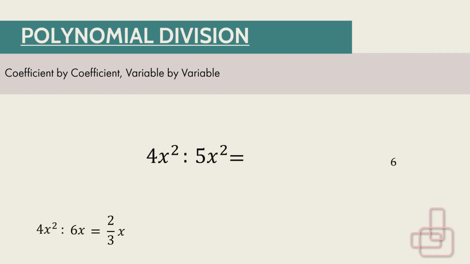Now we divide 4x squared by 5x squared. Again, 4 divided by 5 is 4 over 5. And next we divide the variable parts. x squared divided by x squared, the result is 1. And we can simplify this into 4 over 5.